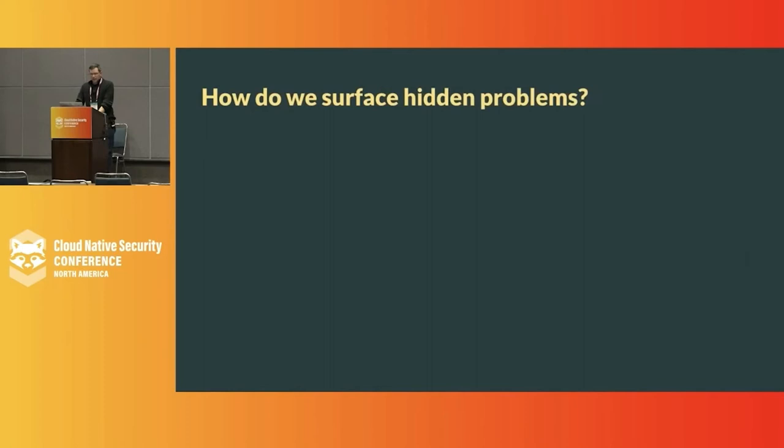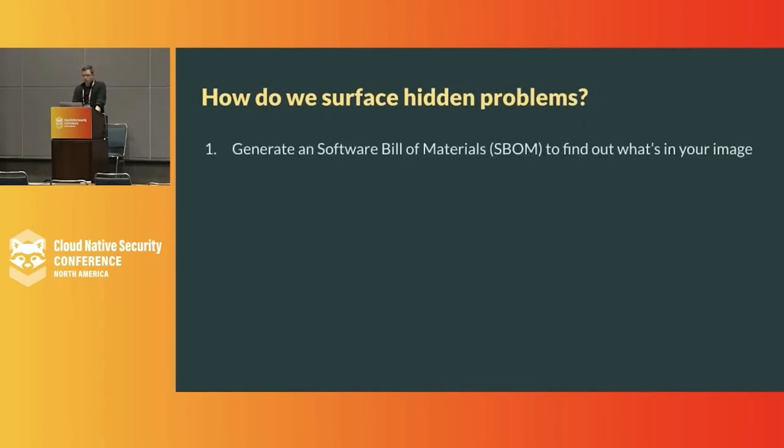So how do we surface these hidden problems? Well, the best way is to try to describe what is in your image. The best way to do this is to generate an SBOM, and then take that description and analyze it for either known problems or known expectations, or at least an audit trail left behind for incident response.